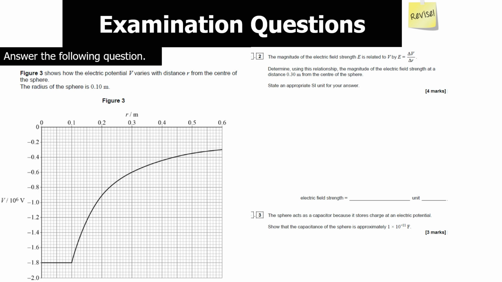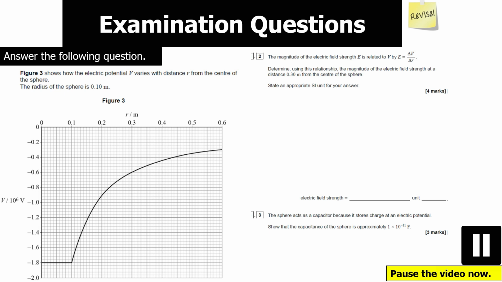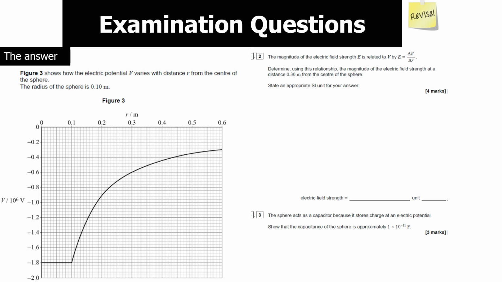Then the sphere acts as a capacitor because it stores charge at an electrical potential. Show that the capacitance of the sphere is approximately 1 times 10 to the minus 11 farads. So pause the video now, then unpause the video when you want to go through your answer. Right, so how do you answer this first question?